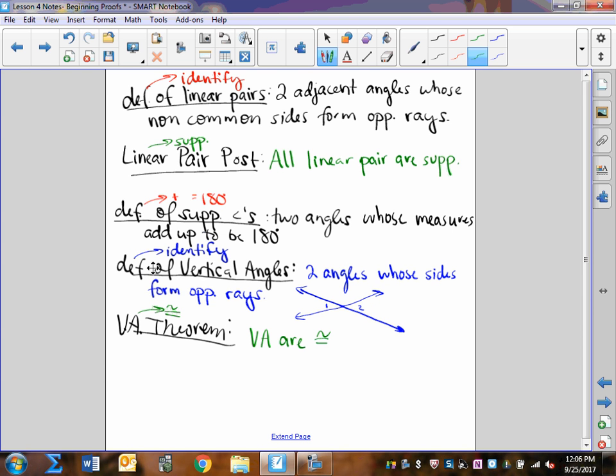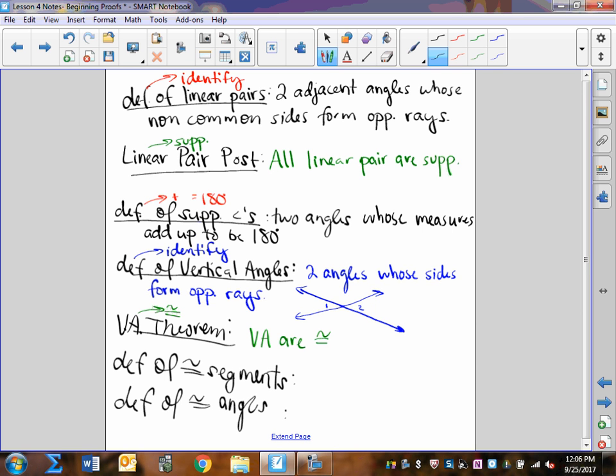Now the last thing to keep in mind, this is one that's often forgotten about, is our definition of congruent segments, and likewise our definition of congruent angles. These allow us to go from measures equal to figures congruent, or vice versa.